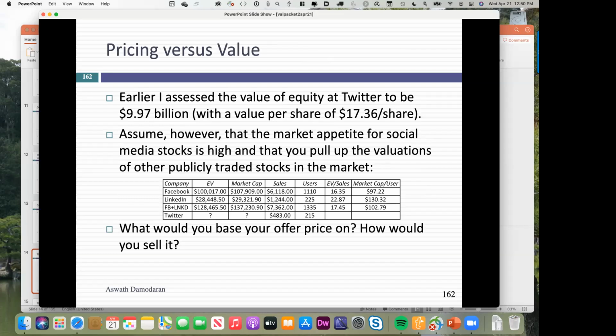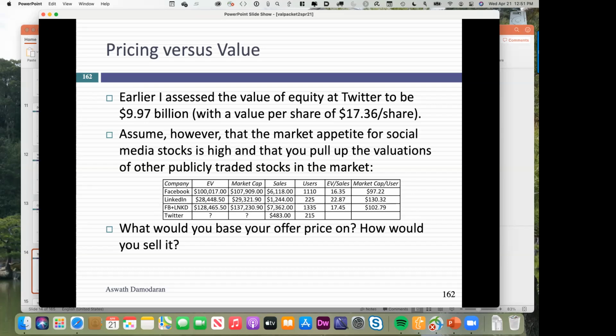So after I valued Twitter and came up with $18 per share, I said, why am I valuing the company? If I'm going to take it public as a banker, I want to price the stock. I don't know whether you remember, but when we did pricing, I looked at social media companies at the time of Twitter's public offering. And what did we discover? We discovered that social media companies were being priced on a metric. What was the metric? It wasn't revenues, it wasn't EBITDA, it wasn't net income, it was number of users. And it turned out that the market was paying roughly $100 per user.